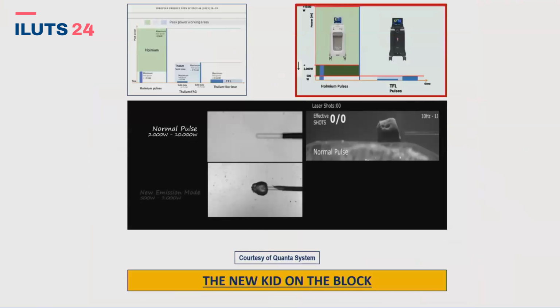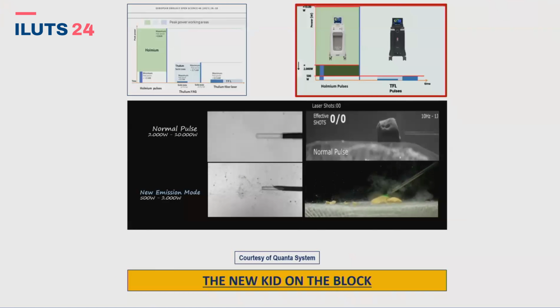And we have a new kid in the box, and I think that we have to underline this kind of laser. This is a holmium laser, the Cyber Ho Quanta, and the difference from the normal holmium laser is that they try to reduce the peak power. So in the same laser we now have a peak power from 500 to 12,000. So we can have two lasers together, a laser with similar characteristics to the TFL. This is really important in my opinion.